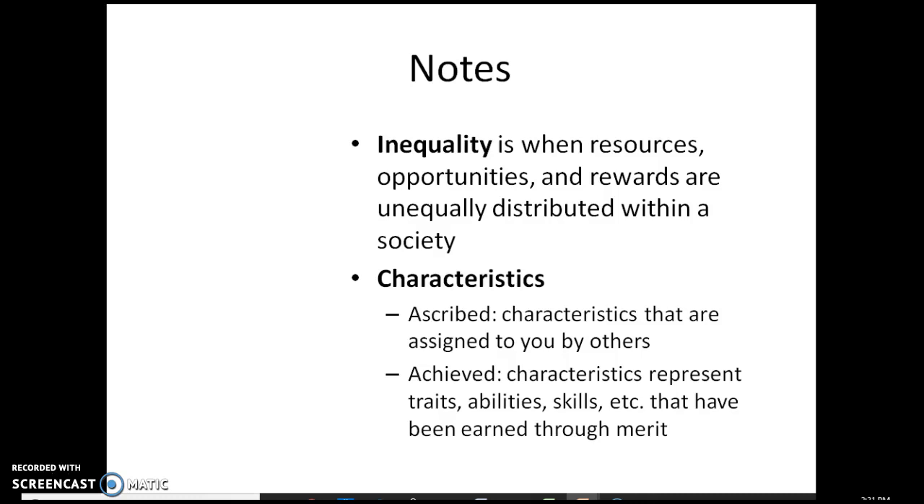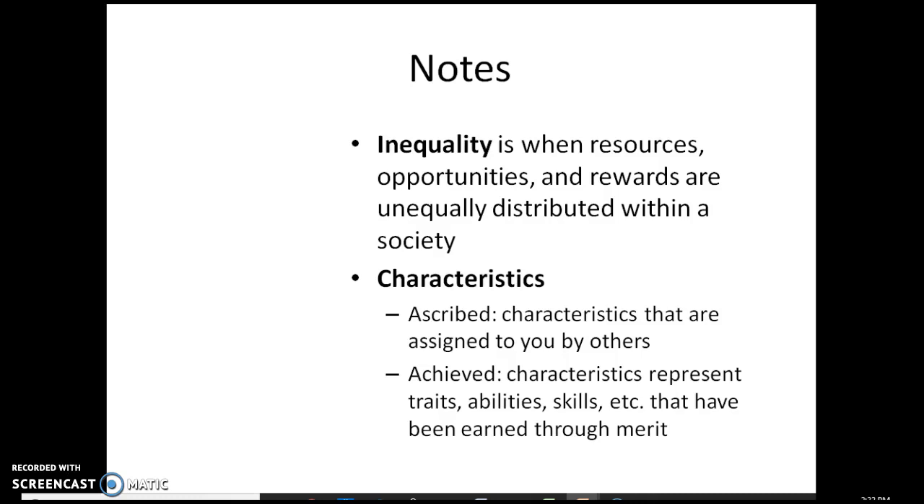These are important to note when talking about inequality because these two items play a big role in inequality. Many people are given inequality opportunities based on ascribed characteristics, not necessarily the characteristics that they achieve. And many of the achieved characteristics are overlooked when we're talking about inequality.